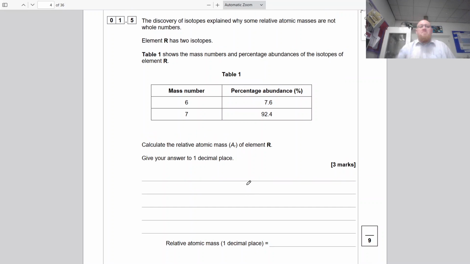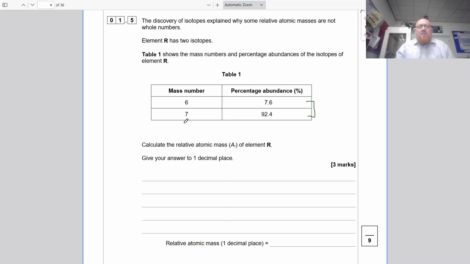Now, let's move on to question 1.5. Here we have element R, which has 2 isotopes. Remember, isotopes are the different numbers of neutrons, because the number of protons tells us the type of element that it's going to be, but the different neutrons are different isotopes of the same element. I can see the mass number, and we know the mass number is the neutron number plus the proton number. We have 100, say, atoms here, because it adds up to 100%, and we've got mass numbers of 6 and 7.